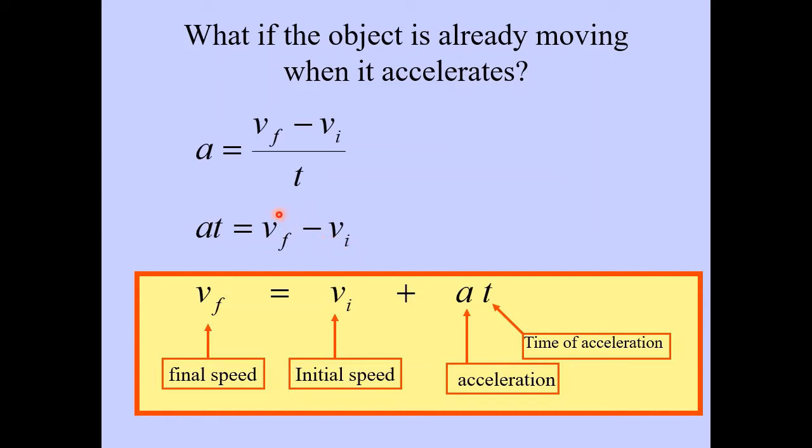The last step is we're going to solve for the final velocity of the object. Now, how do we do that? Well, that's easy. We just add initial velocity, v i, to both sides of the equation. So the result is shown right here, and this is the form that we're going to use. The final speed of an object is equal to the initial speed of the object plus the acceleration of the object multiplied by the time of the acceleration. Okay, so v final equals v initial plus at.